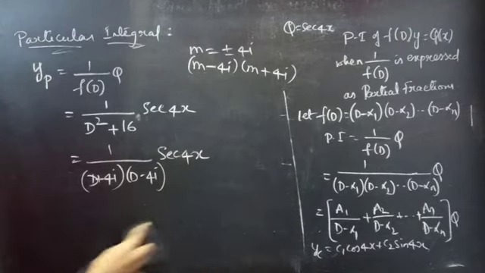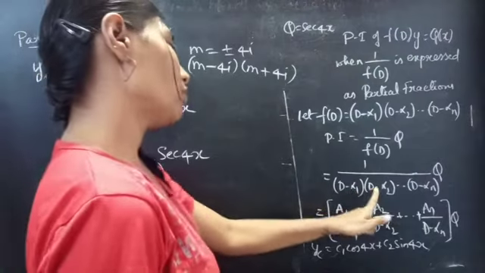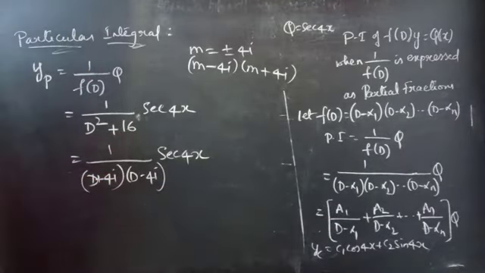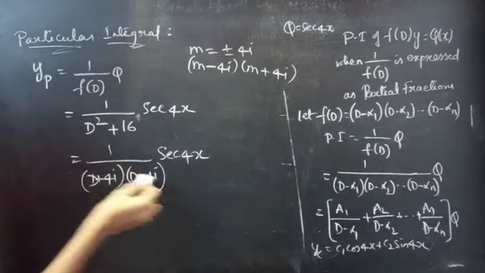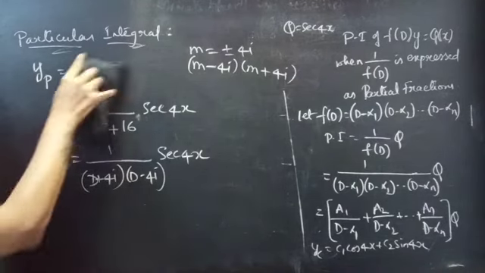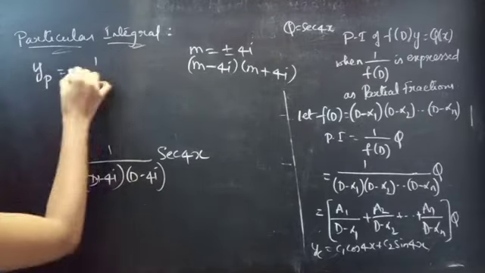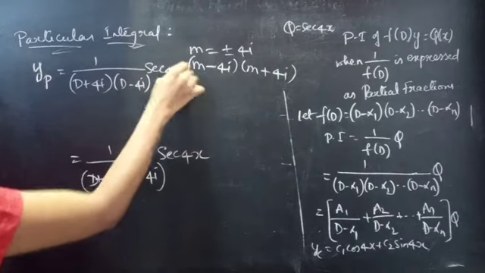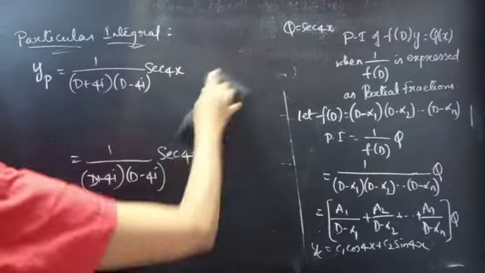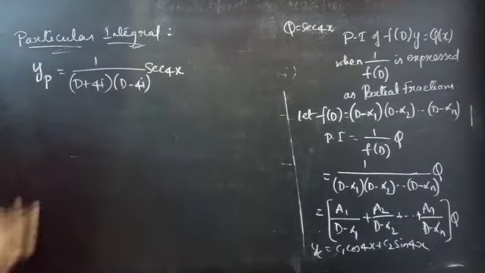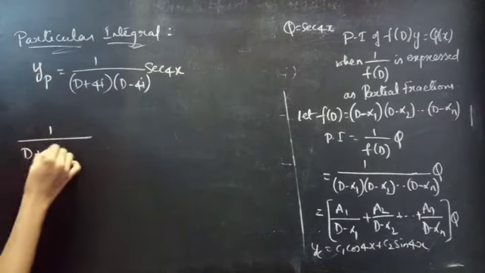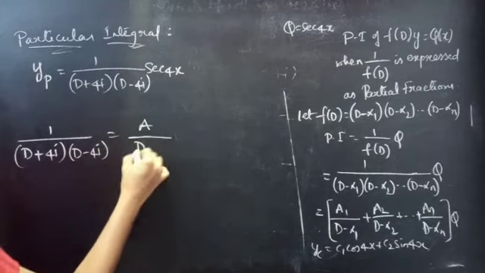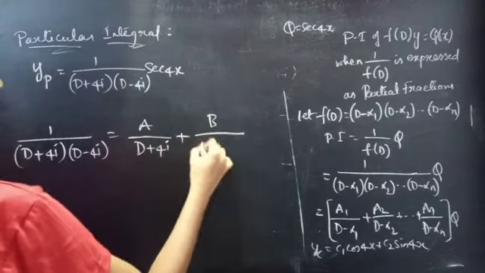If you're having the denominator in D minus alpha 1, D minus alpha 2, and so on, D minus alpha n form, then you can split this fraction into partial fractions. So let's express 1 by D plus 4i into D minus 4i in partial fractions. 1 by D plus 4i into D minus 4i equals A by, both are linear, right? Then you'll get A by D plus 4i plus B by D minus 4i.